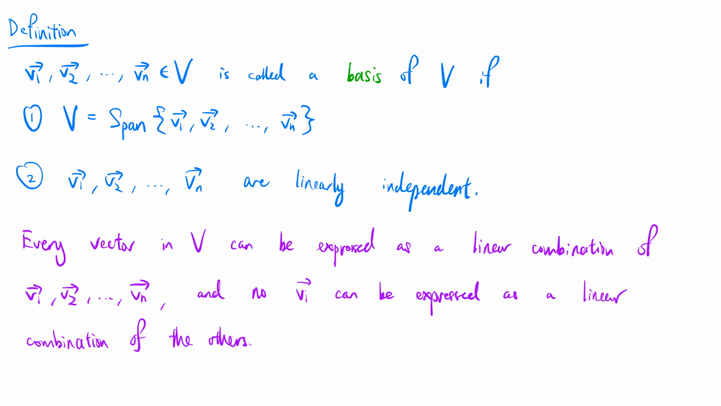In this case, every vector in V can be expressed as a linear combination of v1, v2 up to vn, and no vi can be expressed as a linear combination of the others.